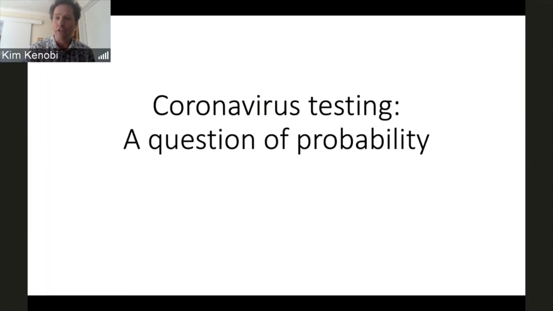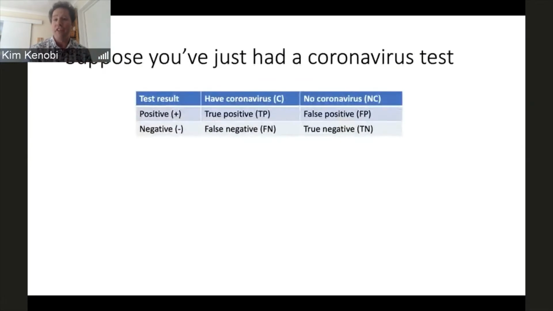So the scenario I want you to consider is that you've gone for a coronavirus test. For whatever reason, you decided you needed a test. And as this table shows, there are 4 possible outcomes. So either you have the disease or you don't have the disease, which are my 2 columns there. And then either the test returns a positive result or it returns a negative result. So if we look first at the top left-hand corner, you've got a positive result and you do have the disease, so that's a true positive.